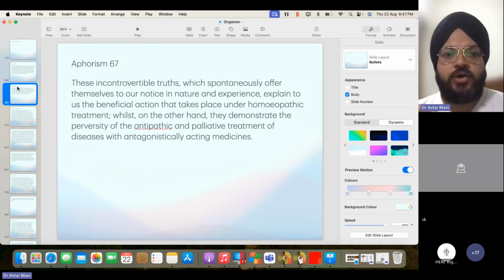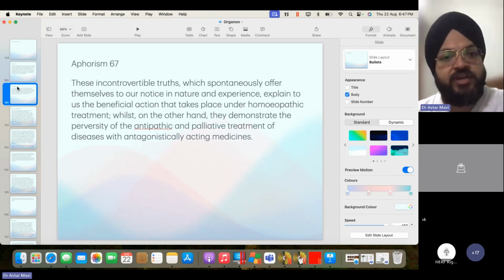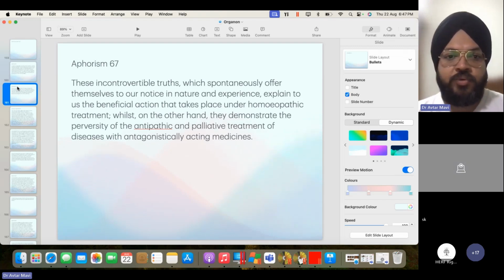So these incontrovertible truths, which spontaneously offer themselves to our notice in nature and experience, explain to us the beneficial action that takes place under homeopathic treatment. Whilst, on the other hand, they demonstrate the perversity of the antipathic and palliative treatment of diseases with antagonistically acting medicines. So, Dr. Hahnemann is saying that we have both scenarios in front of us.